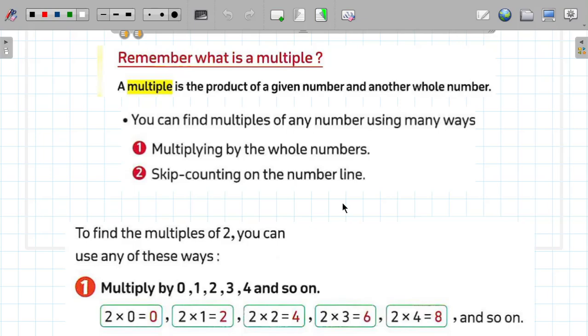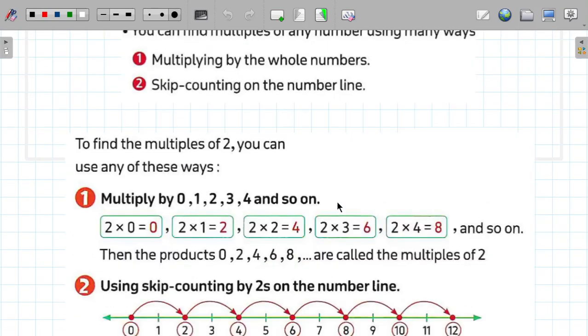Okay, so we have two ways to find the multiples of any number: multiplying by the whole numbers and using skip counting on a number line. So if I have the number 2, like I told you, we can multiply 2 by other numbers like 0, 1, 2, 3, 4, and so on, and we will get all multiples of the number 2. So the products 0, 2, 4, 6, 8, and so on are called the multiples of 2.